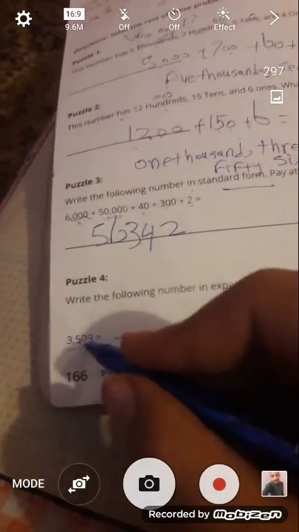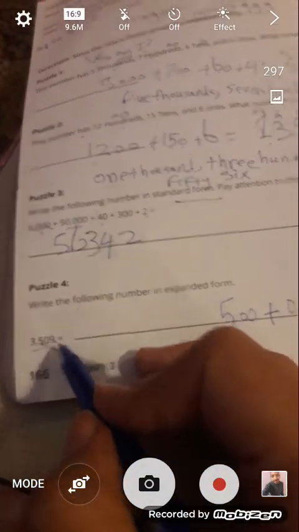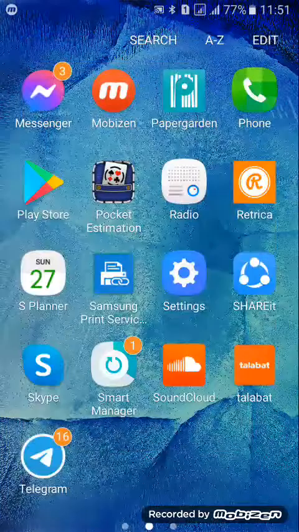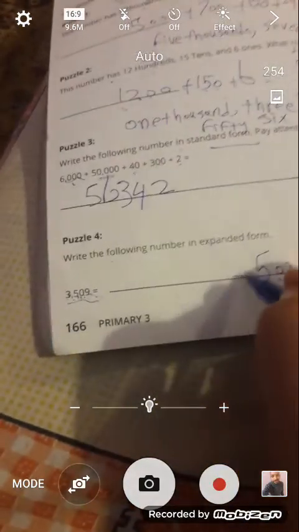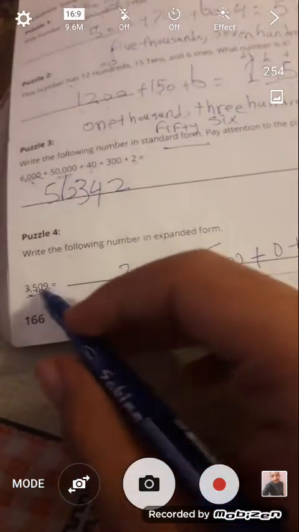Plus 5. How many numbers before 5? 1, 2. Two numbers. So I replace the two numbers by 2 zeros and I write the 5. Okay. What about the 3? How many numbers before 3? 3 numbers. I will replace these 3 numbers by 3 zeros and I will write my 3. So this is the expanded form of the number 3509.